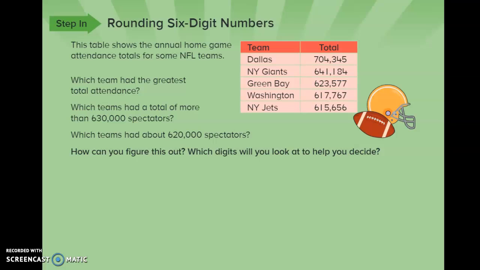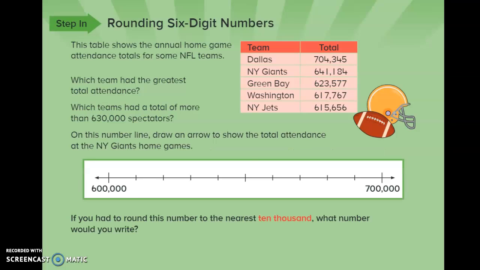Okay, how did you do this? What did you look at to help you decide? So if we had to round this number to the nearest 10,000, what would you write? So we're looking at the New York Giants. So that number would be 641,184. So if we're going to round it to the nearest 10,000, I'm going to teach you a song. So we have 641,184.